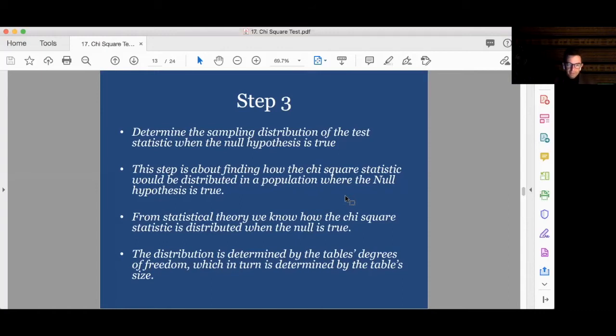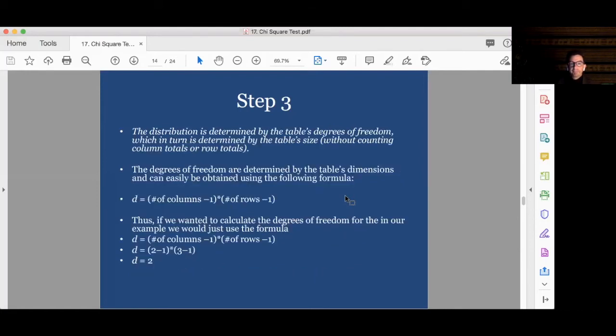From statistical theory, we know how the chi-square statistic is distributed when the null is true. It's a mathematical fact. Now, one complication here is that every table, depending on its size, follows a different distribution. Different sizes of tables have different degrees of freedom, and different degrees of freedom determine a different distribution. So in practical terms, to determine this distribution, we need to determine the table's degrees of freedom.